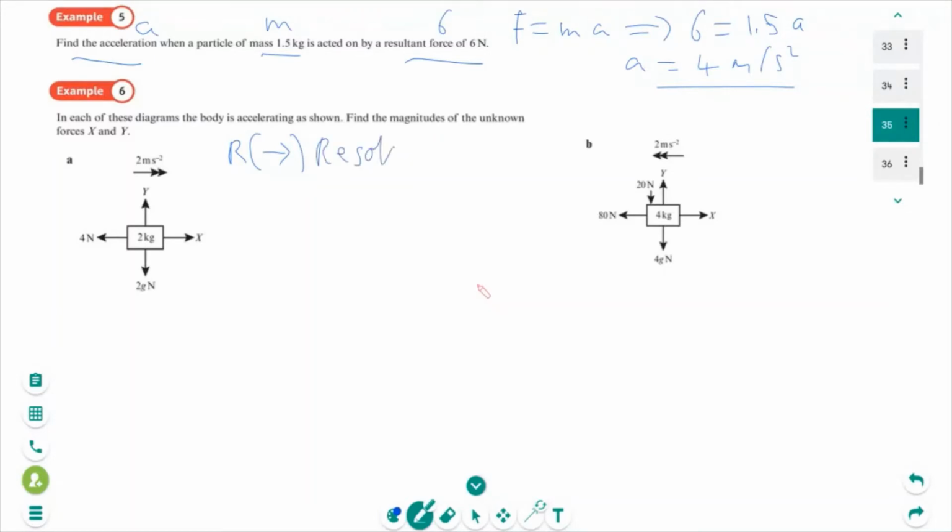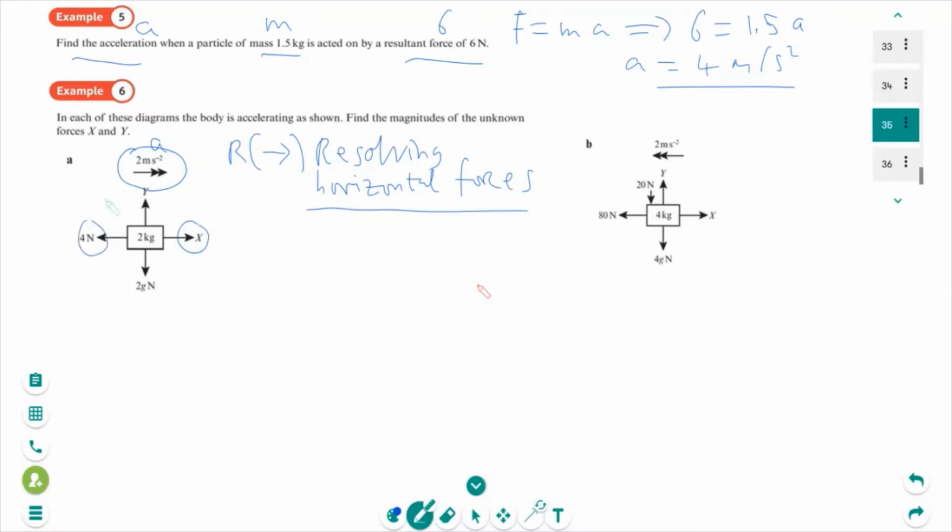Resolving horizontal forces. It's just the symbol they use in the book. So you want to figure out an equation of motion for the horizontal forces. On this body, the motion is towards the right, so that's an A value, acceleration. The horizontal forces are X and 4. So 4 newtons is like friction, if you want, or drag.